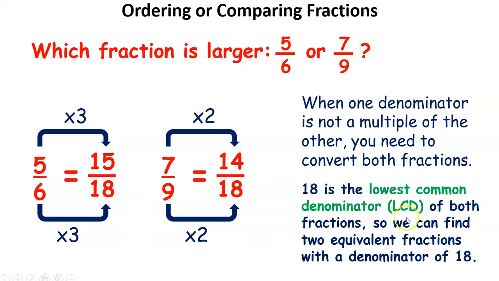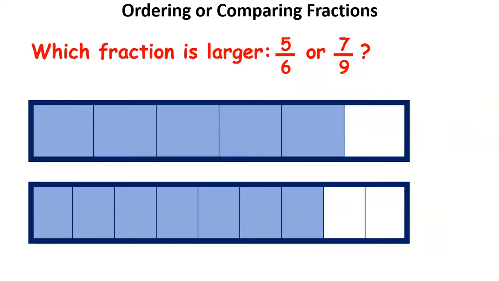So 18 is the lowest common denominator of both fractions, so we can find two equivalent fractions with a denominator, in this case 18. So now I'm not comparing 5/6 and 7/9, I'm comparing equivalent fractions. 15/18 and 14/18, very similar sized, but I know that 15/18 is my larger fraction. So 5/6 is a larger fraction.